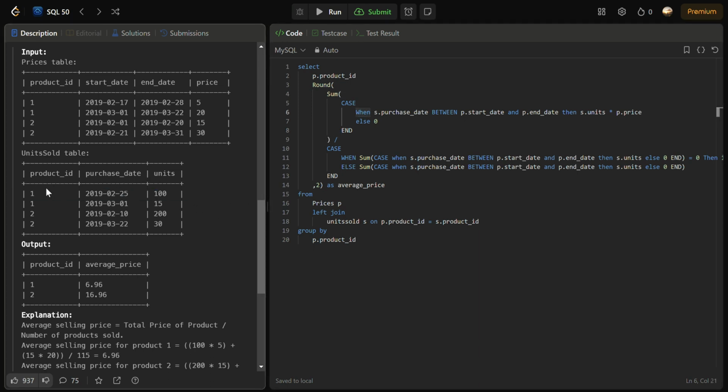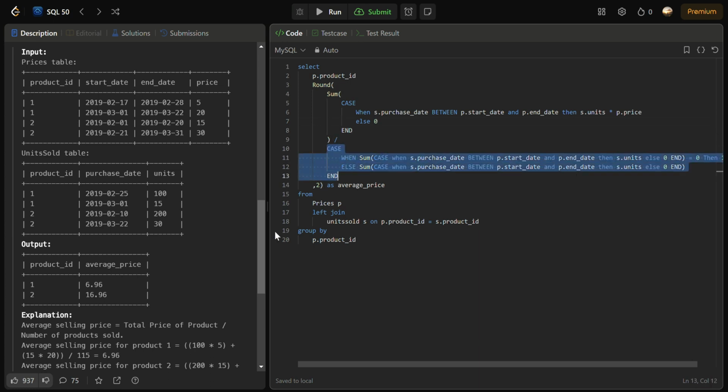Let's take the example of the product with product ID one. If the purchase date is between the start and end date of the prices table, then we just get the units and multiply them with the corresponding price. That will happen for each product ID, for the February month and then the March month, and it will sum up the values. Otherwise, we just return zero. Then it is divided by this part.